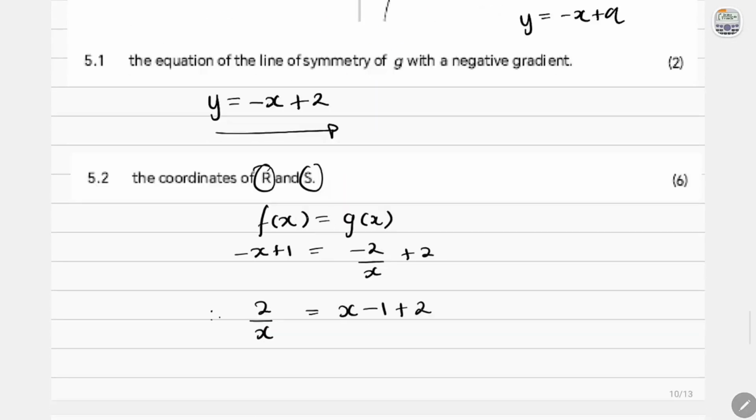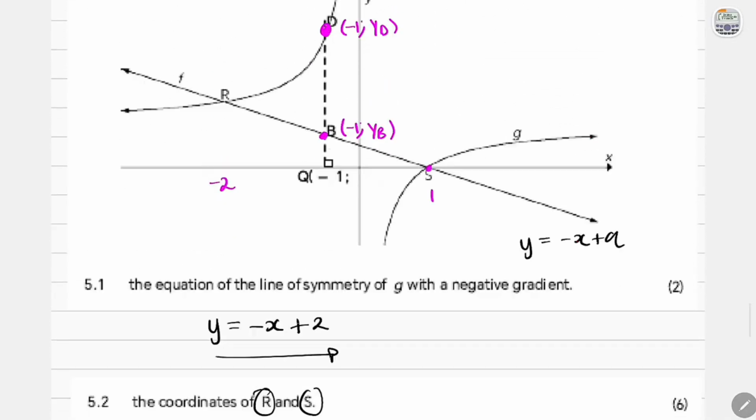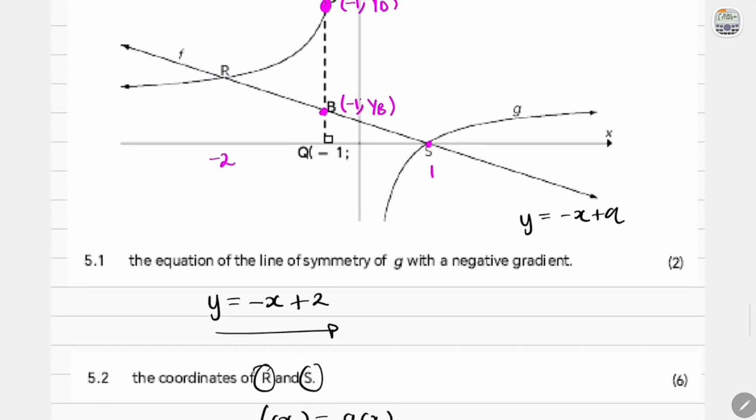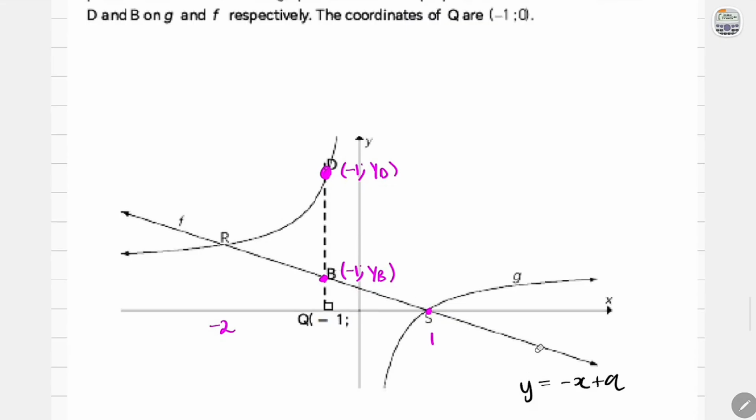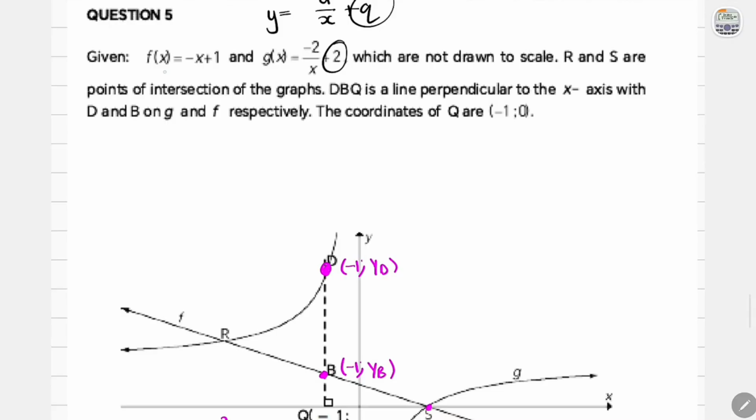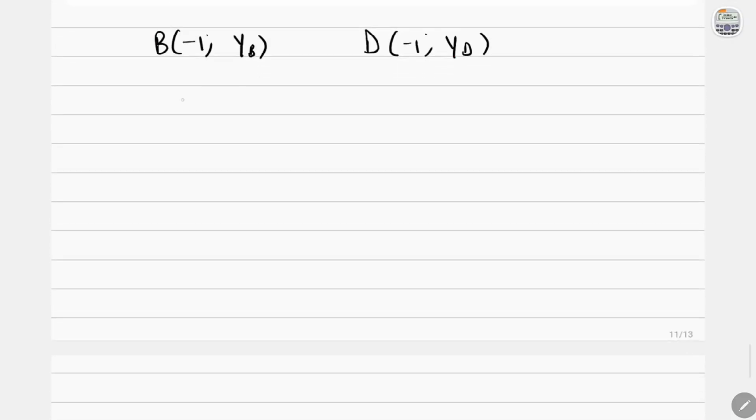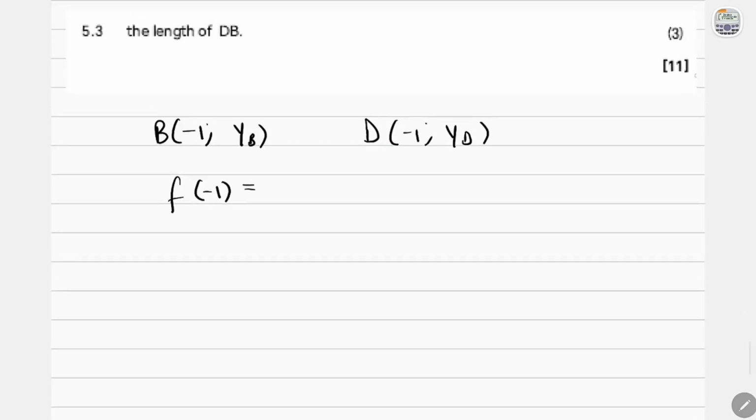Okay, so we know the x values are negative 1. I'll just go ahead and present them like that, so it shows that we actually know those now. So B is negative 1 and then whatever the y value of B is, and D is negative 1 and whatever the y value of D is. Because B lies on the straight line, we can substitute this x value into the equation of the straight line to get the corresponding y value. So f of x is equal to negative x plus 1. We'll say f of negative 1, trying to find the y value that belongs with this x value of negative 1, is equal to negative times negative 1 plus 1. That gives us 1 plus 1, which is 2. So f of negative 1 equals 2.